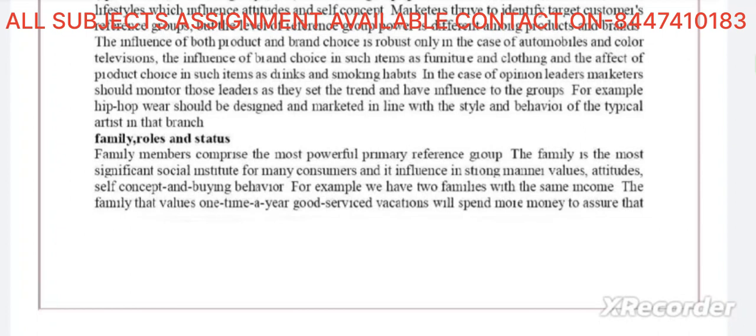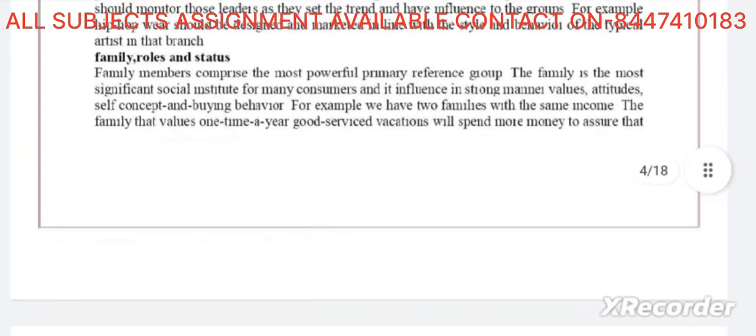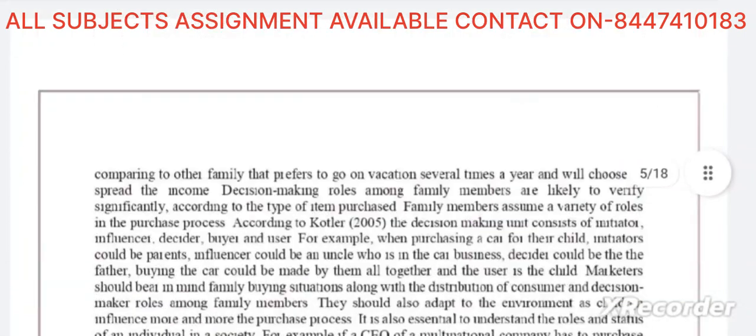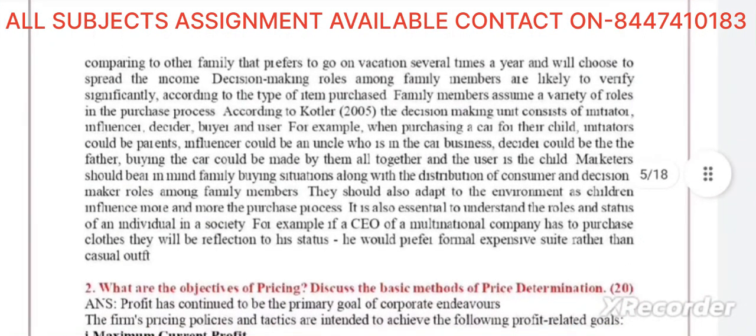Family, roles, and status. Family members comprise the most powerful primary reference group. The family is the most significant social institution for many consumers, and it strongly influences values, attitudes, self-concept, and buying behavior. For example, we have two families with the same income. The family that values one good vacation a year will spend more money to assure that, compared to another family that prefers to go on vacation several times a year and will choose to split the income.